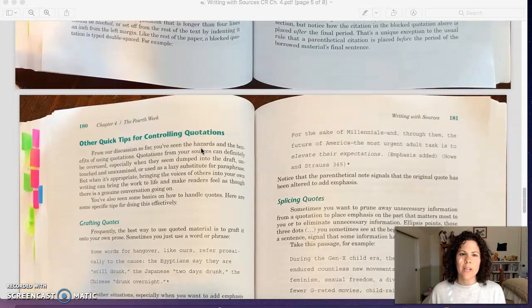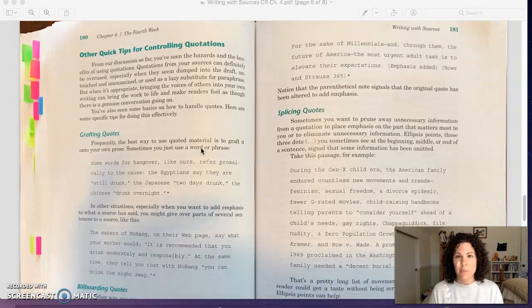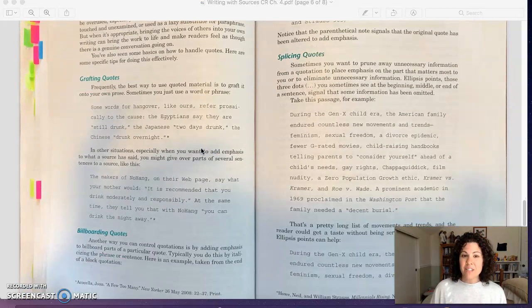Now, there are some quick tips for controlling quotations, and these are the ones I'm going to ask you to practice on an assignment. The first way is to graft the quotation. Sometimes you can just use a word or phrase, and I always think of it like a skin graft, like building off of what's already there. You also might want to add emphasis for something, and you can see that they do this here.